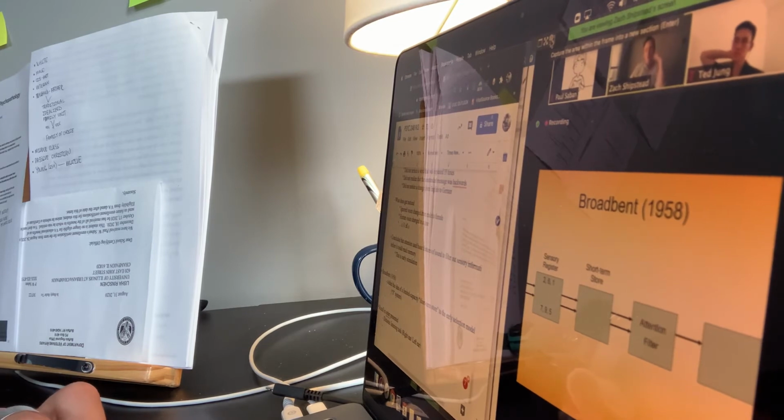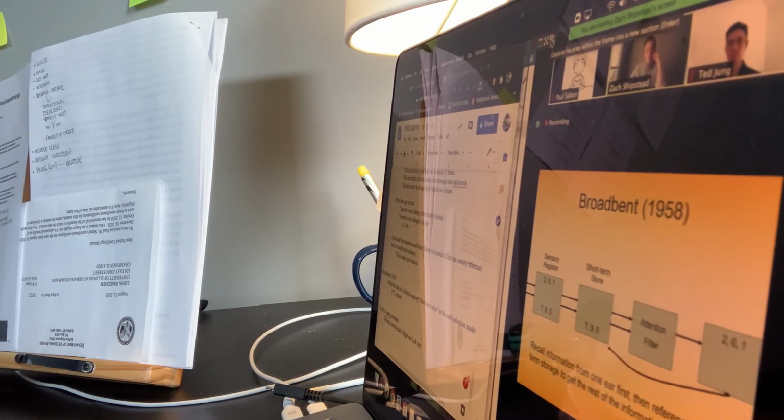Using my attention filter, I just let this ear straight through into conscious awareness, and I just report 261. And then that 795 is just kind of echoing in the short-term store. I think back, and I can reference it. I let it through, right? 795.